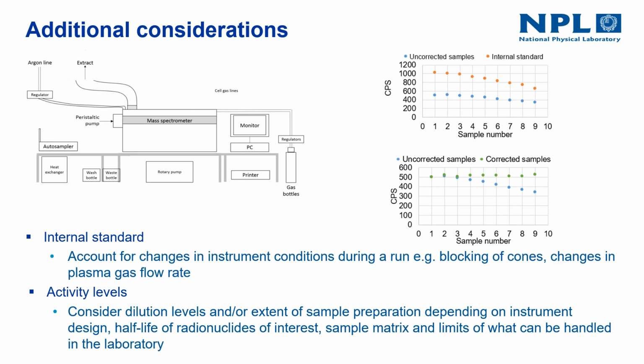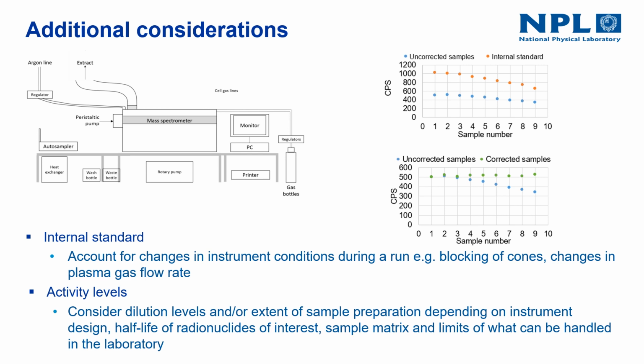The graphs on the right hand side aim to show that if you don't run an internal standard, you can potentially report quite large differences in the count rate, which might not necessarily be because of the samples, but because of the performance of the instrument.